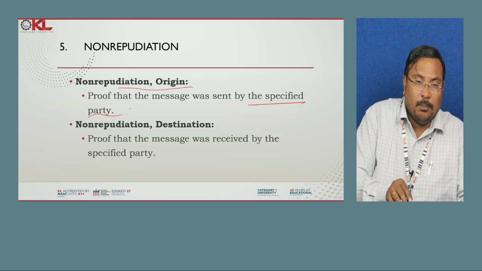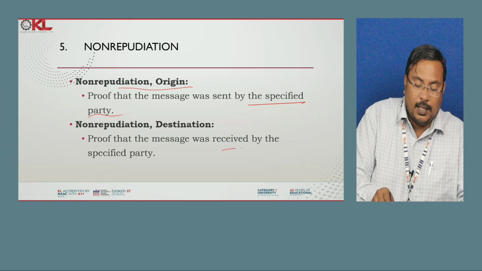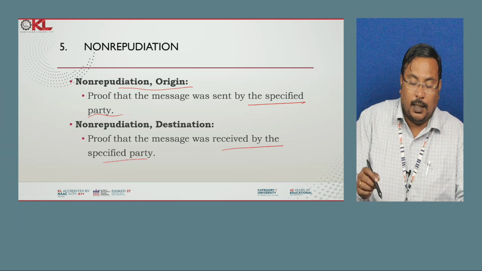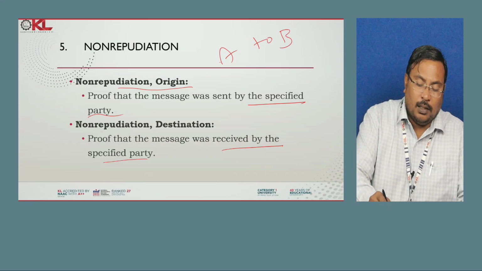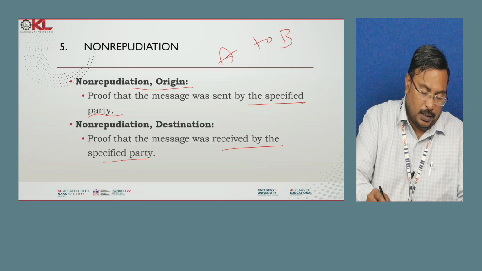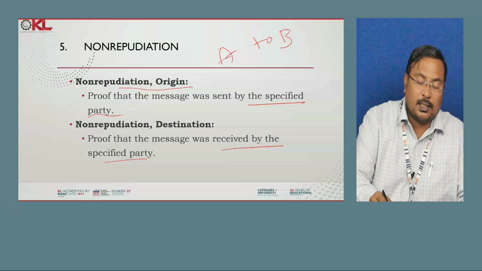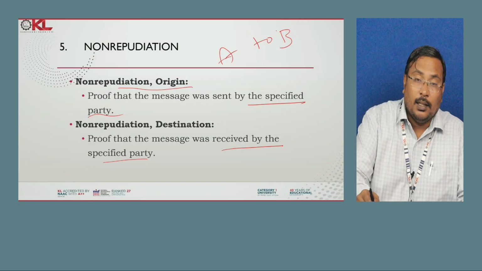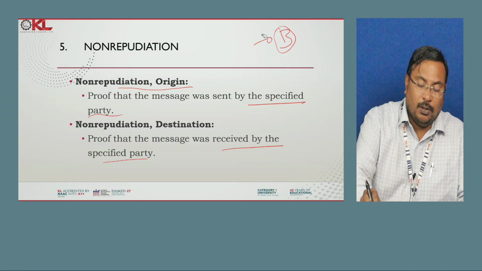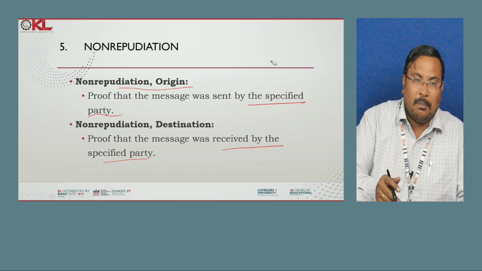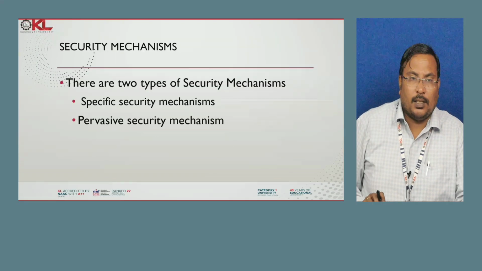And destination proof that the message was received by the specified party. Suppose I want to send the message from A to B. So in that message, in the to address, we are going to specify that this came from A, and it is sent to B. So in the same scenario, these two things will happen in the message itself.